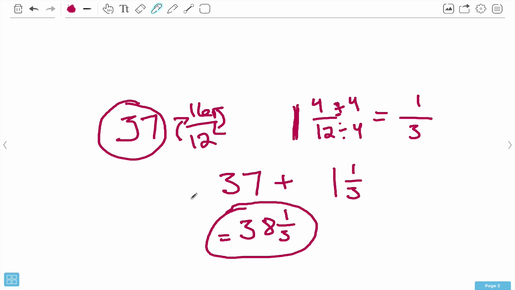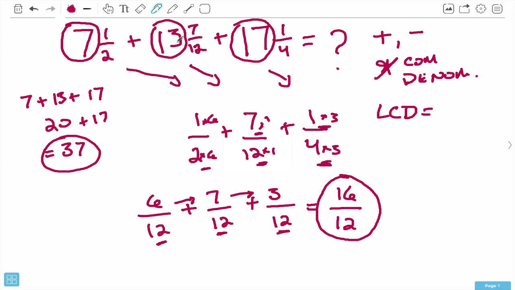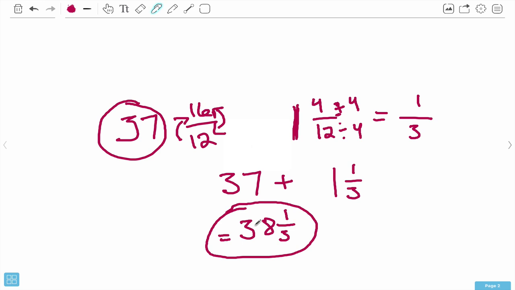So remember, like I always keep saying, if you need to rewind and rewatch, that's totally fine. Take your time if you missed any of the steps. But the answer to 7 1/2 plus 13 and 7 over 12 plus 17 and a quarter is 38 and 1 third.